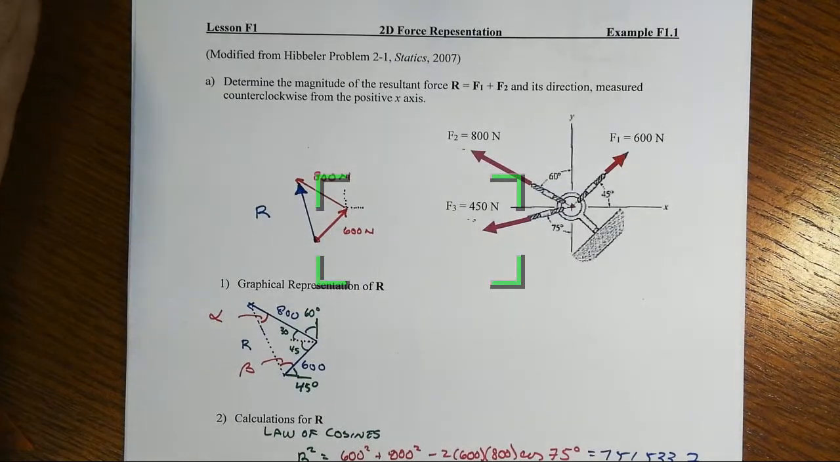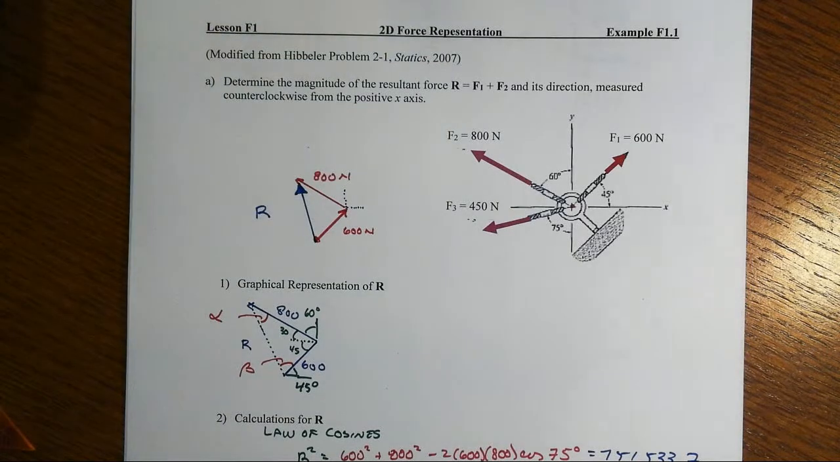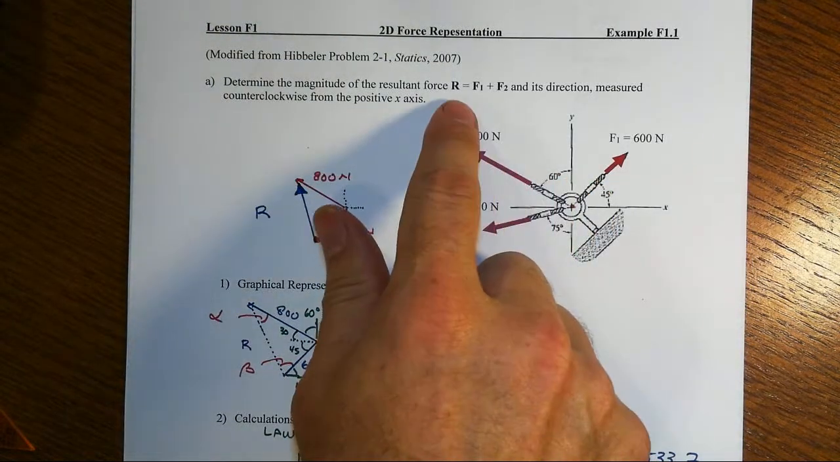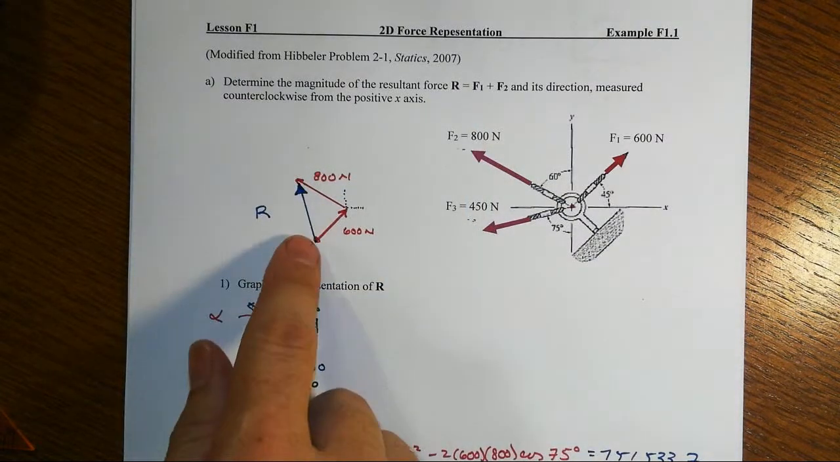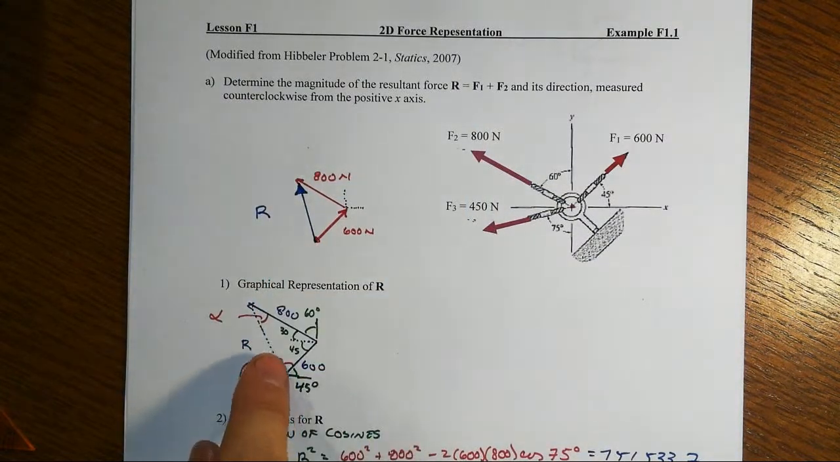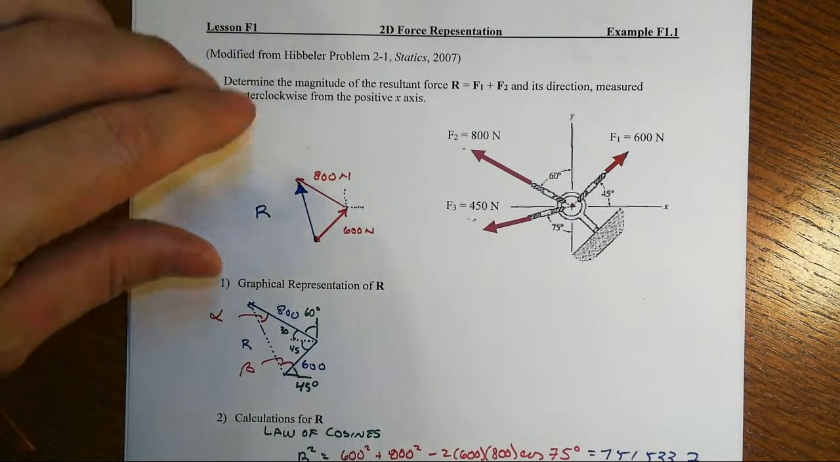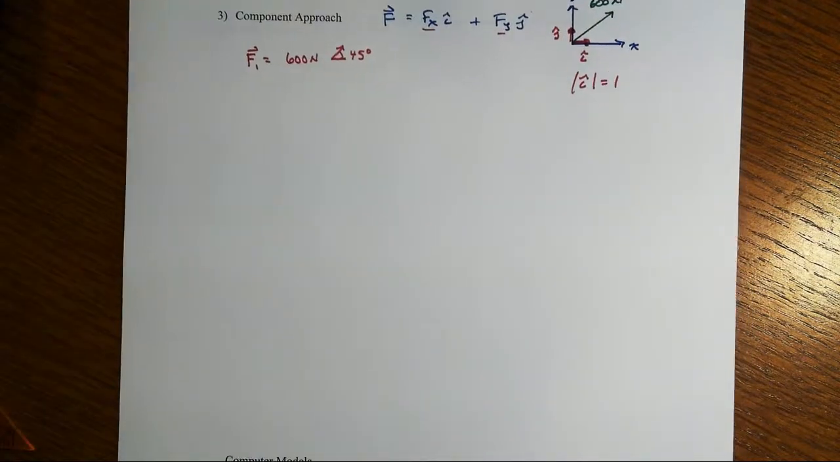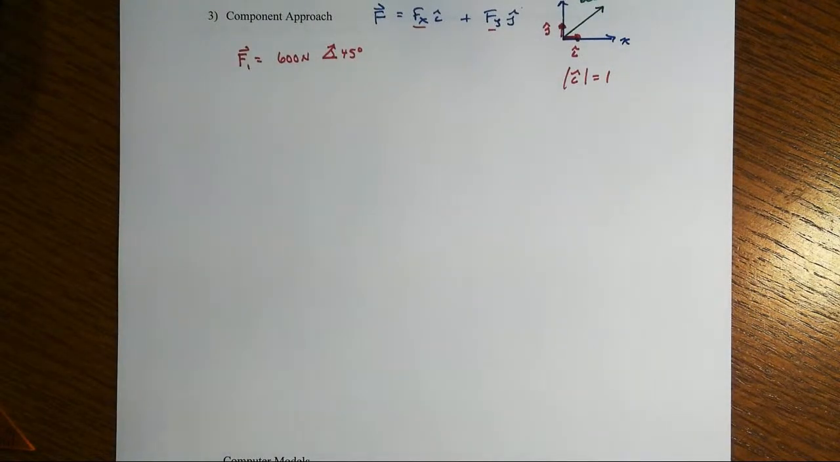Okay, in the first part of this example problem, we used the graphical representation of two of these forces to determine what the resultant was. We didn't measure it out to scale. Instead, we notionally drew this out and then applied our knowledge of trigonometry, law of cosines, law of sines, to figure out what R would be.